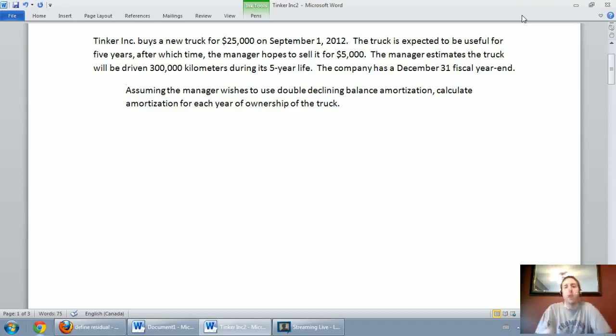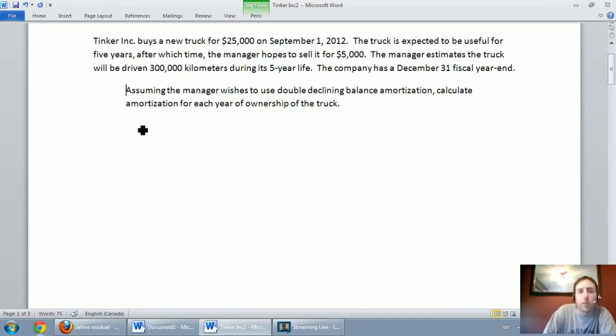Okay. So when we did straight line and units of production, we had to calculate the amortizable cost. When we do double declining balance, that's not going to be the starting point of our question. The starting point of our question is actually to calculate a percentage, and it's based on straight line amortization. So we base our double declining balance on the number of years in the same way we did straight line amortization. With straight line, we said, okay, we're going to amortize this asset over 5 years.